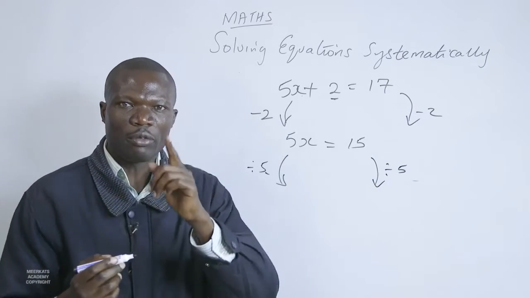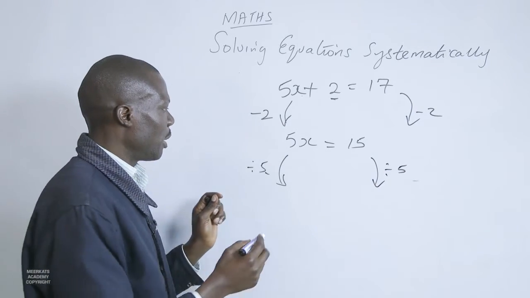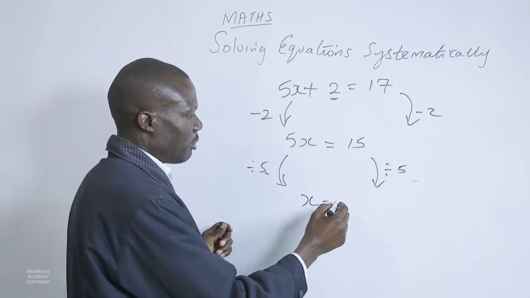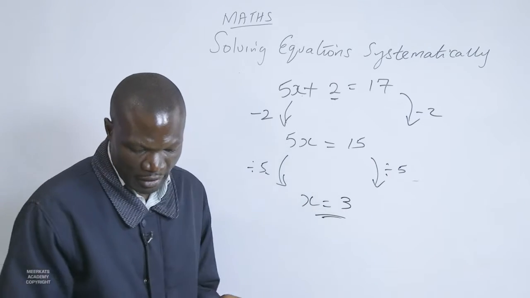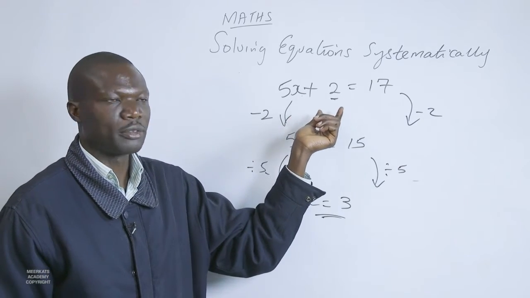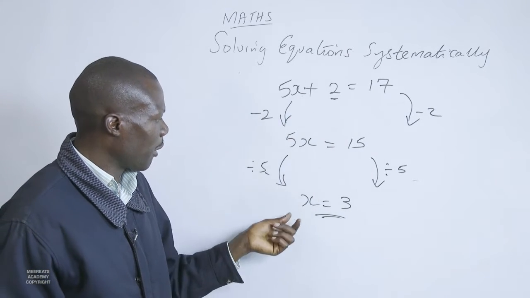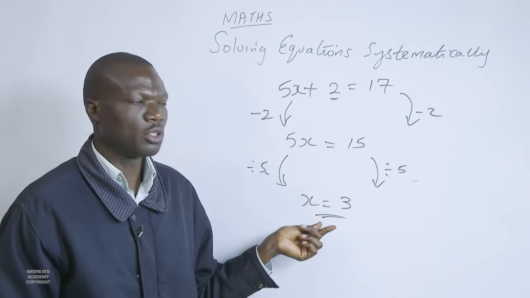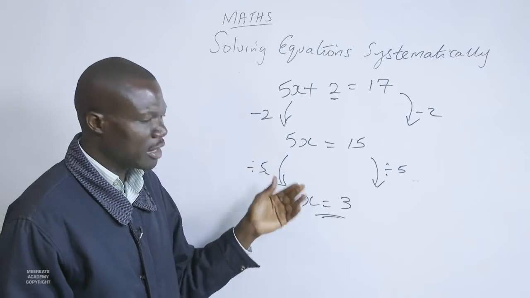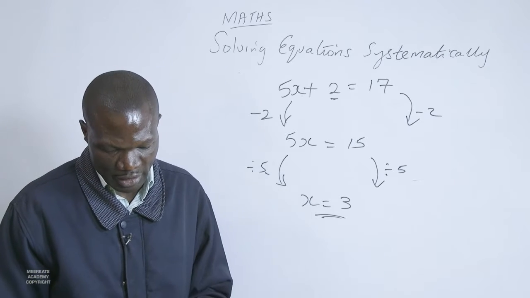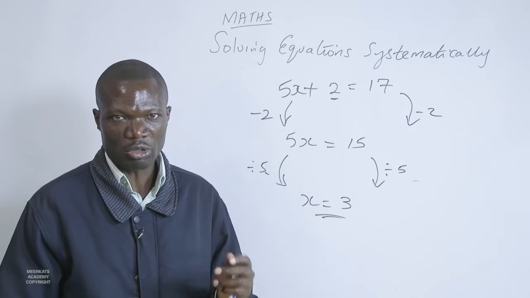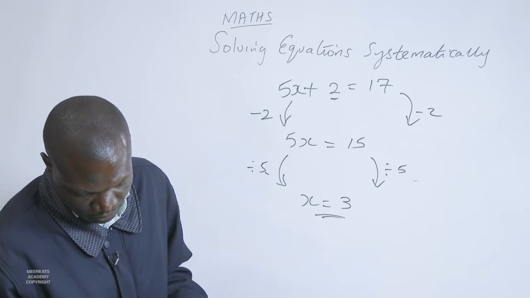When you do that, 5x divided by 5 gives x, and 15 divided by 5 gives 3. So you find that our final solution for the equation 5x + 2 = 17 is x = 3. So we have been able to break this down and arrive at an answer. We need to observe that this is what we have to do as we reverse the order.